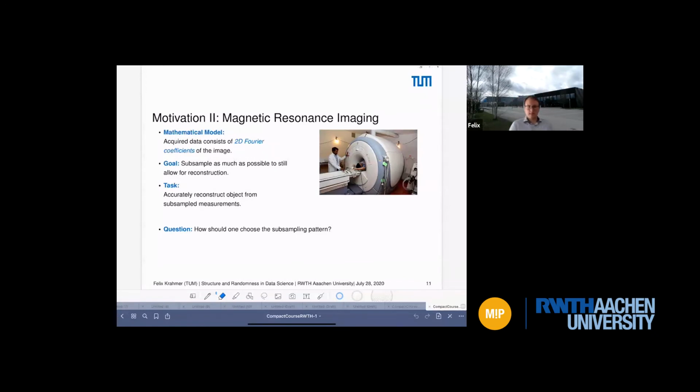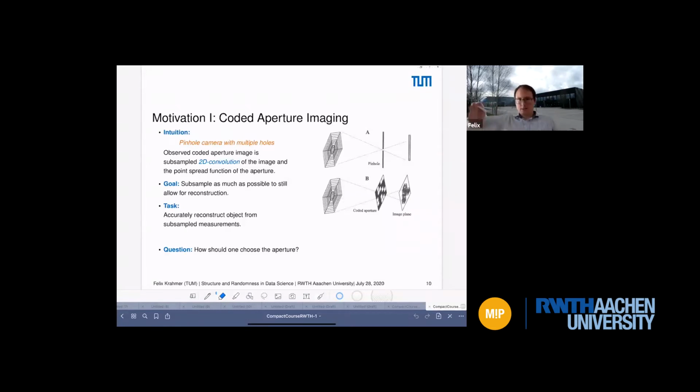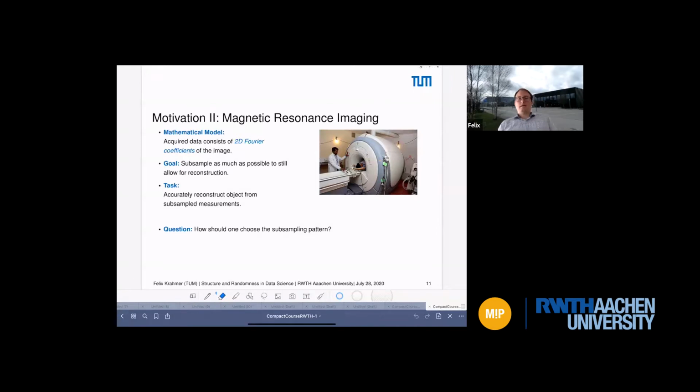The second motivation is magnetic resonance imaging. And there, the mathematical model is that the data consists of 2D Fourier coefficients of the image. Again, the question is, can we subsample to some extent, or even subsample as much as possible to still allow for reconstruction? And the task is the same: accurately reconstruct the object from the subsampled measurements. But the degree of freedom is slightly different. Here, we said we want to have some type of deterministic subsampling. We want to just take every third, every fifth, whatever signal. So that's not the main design parameter here. Here the aperture is the design parameter, and here it's the subsampling pattern. Of course there are constraints, and the next step you want to incorporate constraints, that the MRI machine follows a certain trajectory, that it has certain other constraints, but you still have some degrees of freedom in how to subsample, and the question is what's the best way.